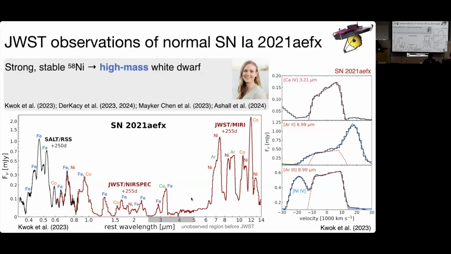And I'll try and be quick. One thing is we see nickel lines at 300 days after max. And on the board back there, nickel-56 has a 6-day half-life, on that order, okay? So this is many, many e-folding times later. So this cannot be nickel-56 that we're seeing. Nickel has a stable isotope, nickel-58, and this must be nickel-58 that we're seeing.